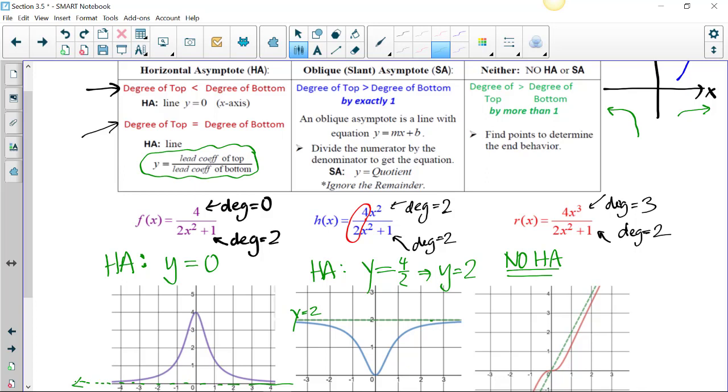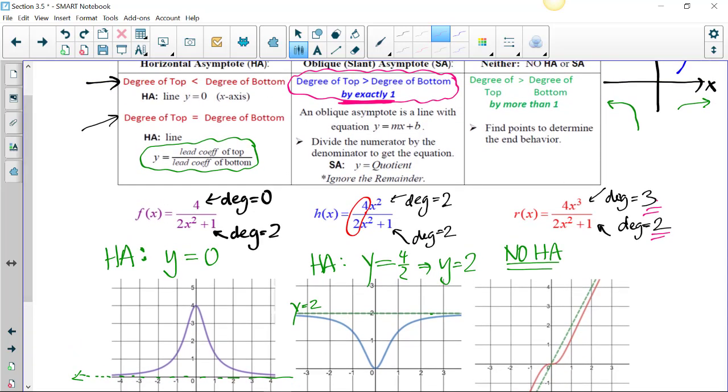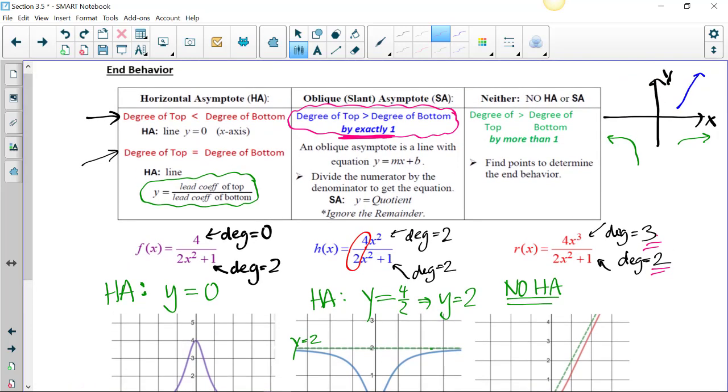But if the degree of the top is larger by exactly 1, 3 is 1 larger than 2, so that's this situation right here, degree of the top is greater than the degree of the bottom by exactly 1, then it has what's called an oblique asymptote, or a lot of times we call it a slant asymptote, because it's a line with a slope other than 0 like a horizontal asymptote has. If that top would have been a 5, and the bottom was a 2, then we'd say it has neither. It has no horizontal asymptote and no slant or oblique asymptote.